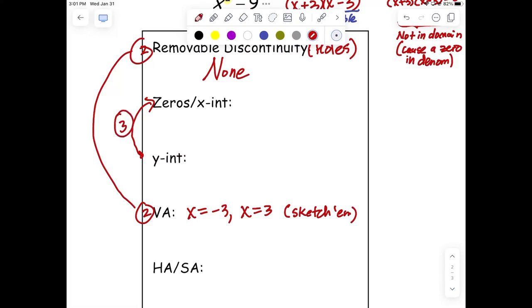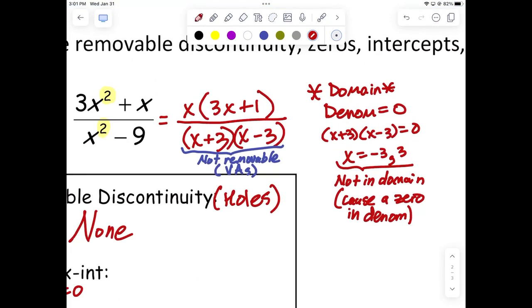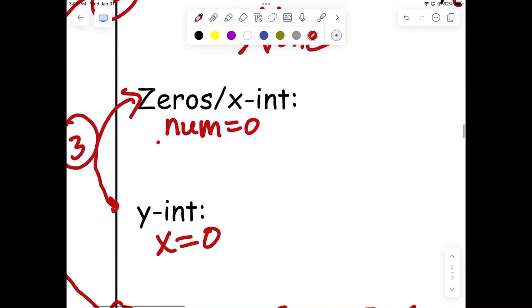All right, so how do we find the x-intercepts? We set the numerator equal to 0. And how do we find the y-intercepts? We set the x equal to 0. Okay, so let's come back here to our equation. This is after you get rid of any holes. You set the numerator equal to 0 after the holes are gone. It doesn't apply to this one because there are no holes.